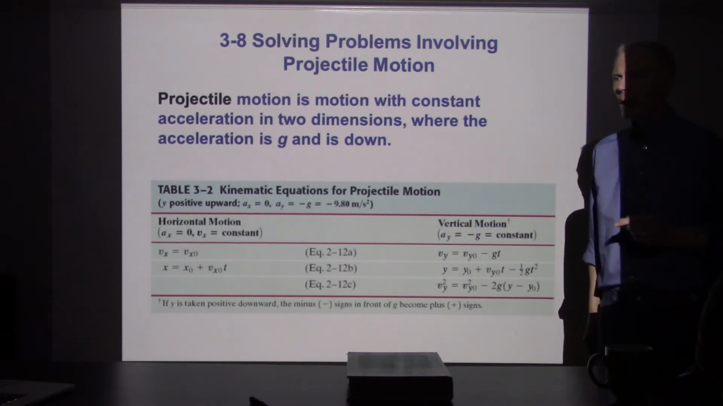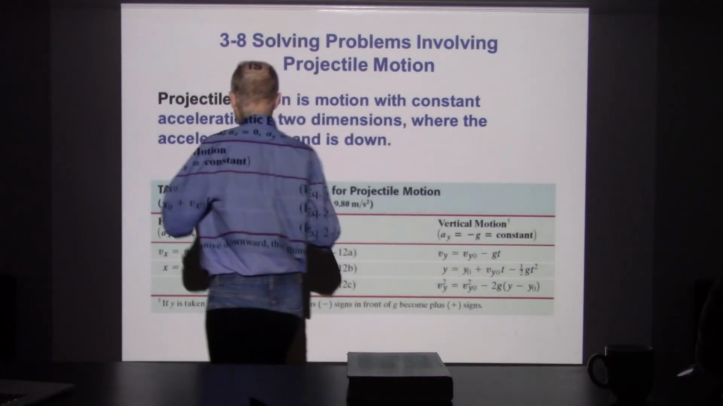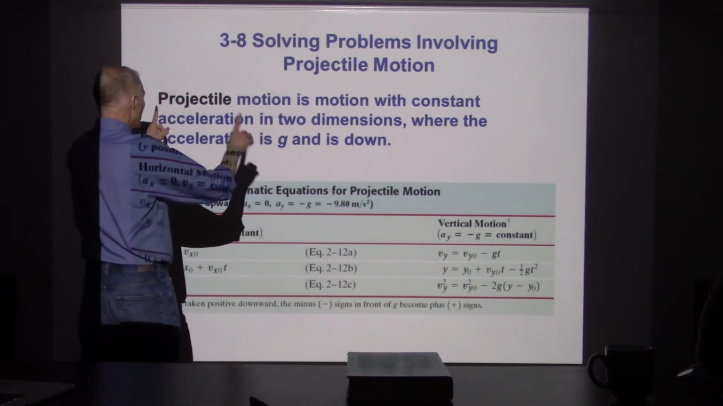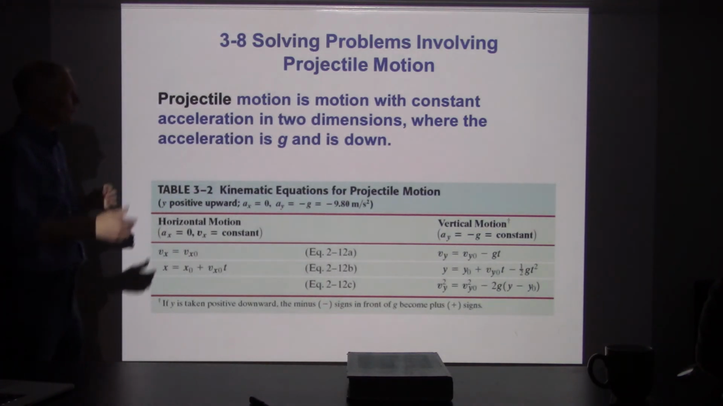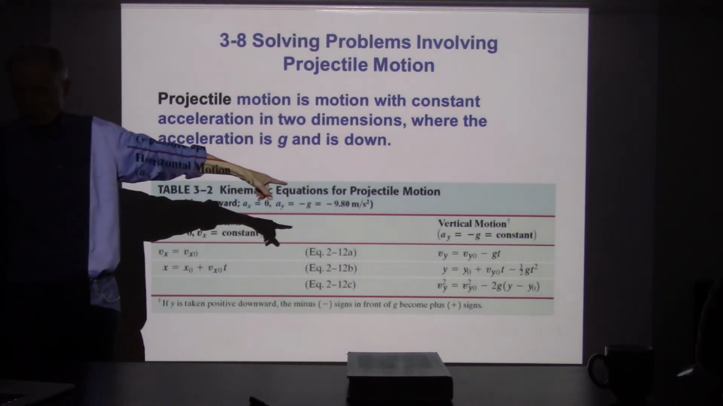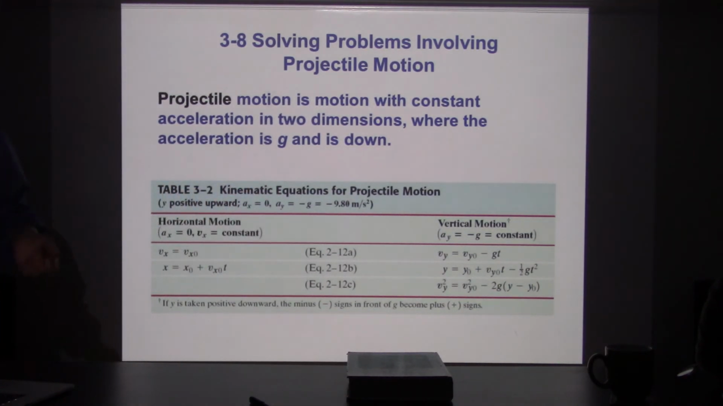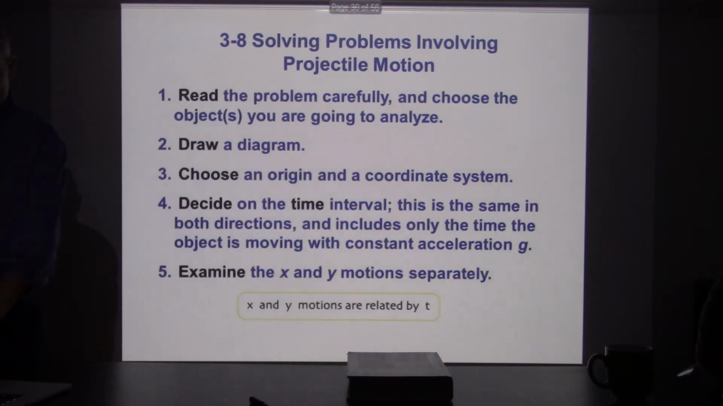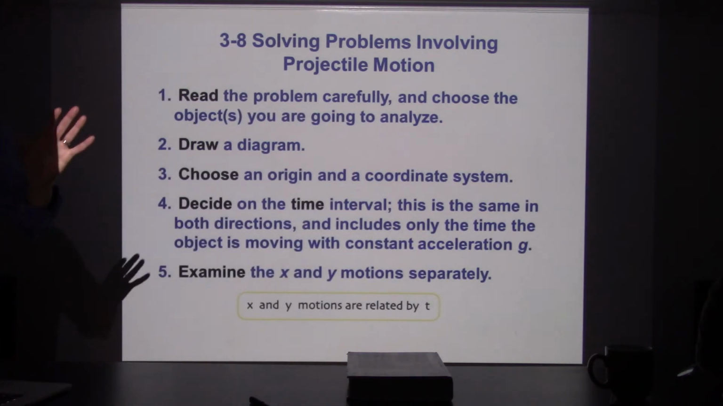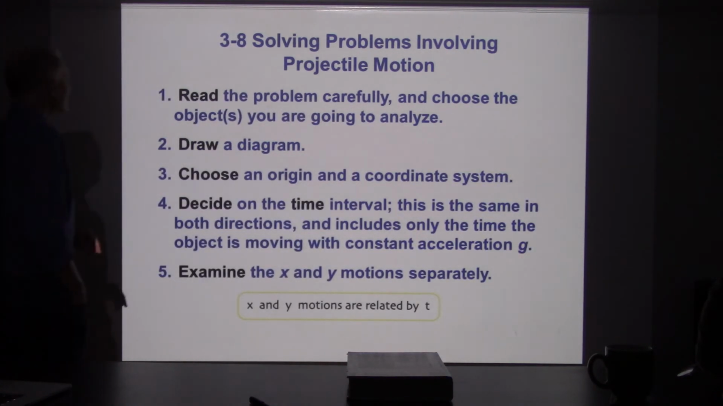So what we've done with this problem is we're defining, with these formulas, at least for right now, upwards as being positive. And so the acceleration is listed as negative g to remind us that's going to be in a downward direction. So those are the formulas we'll come back to. Solving problems involving projectile motion.